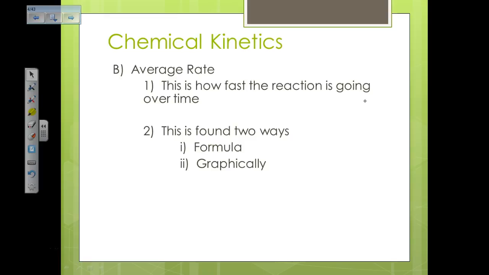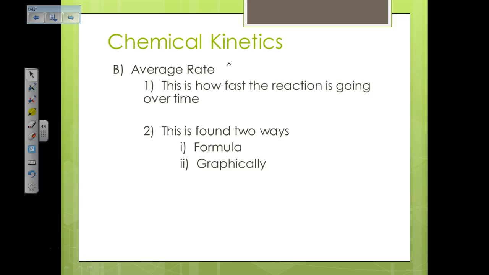Hey everybody, I wanted to spend a little bit of time talking about rate and distinguishing between average rate and instantaneous rate. And so let's get started. In chemistry, the rate of a reaction can be determined, or expressed, in two different ways. One is an average rate, and the other one is an instantaneous rate.